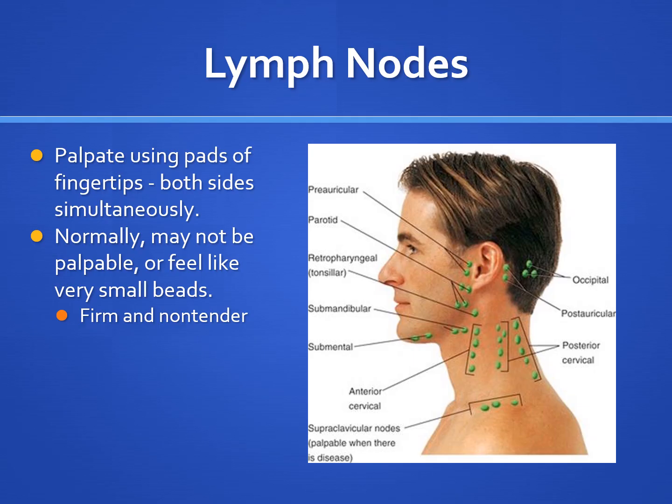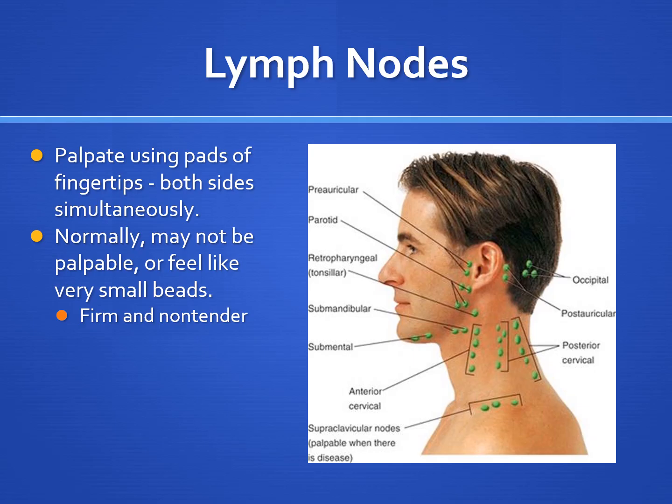Now we're focusing specifically on lymph node assessment, which is a key part of the head and neck exam. So our technique, we are using the pads of our fingertips, not the tips. We're palpating gently in a circular motion. We're always comparing both sides simultaneously, which helps us detect if there is any asymmetry.